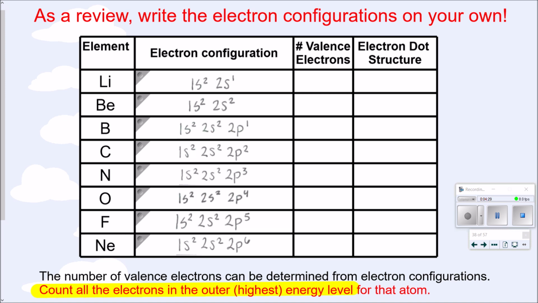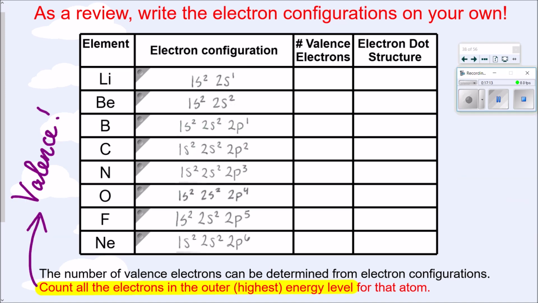Now we're going to count all the electrons in the outer energy level for an atom. Let's look at lithium's electron configuration. It is 1s2, 2s1. 2 is the highest energy level in lithium. It has 1 electron. Therefore, we have 1 valence electron.